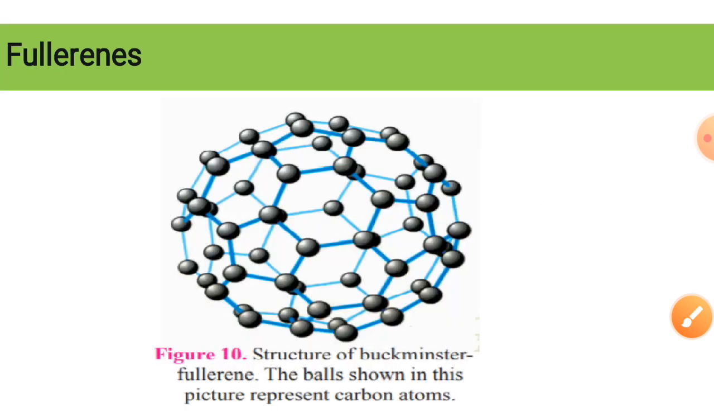Now we will discuss the next allotrope, that is fullerene. So students, let's understand who discovered it. Firstly, these are the recently discovered allotropic form of carbon which were prepared for the first time by H.W. Kroto, Smalley and Robert Curl. Basically, the first known fullerene was C60, which has been shown here.